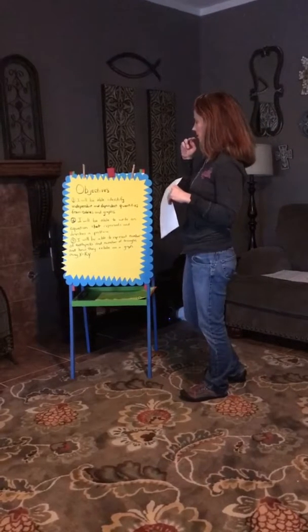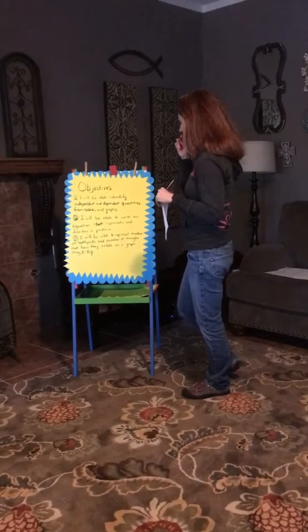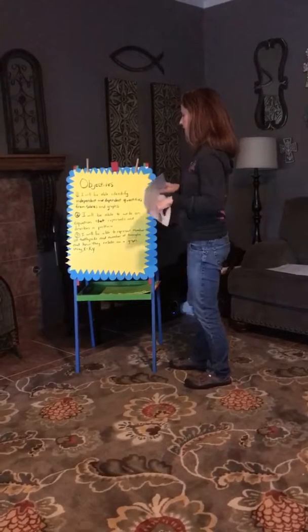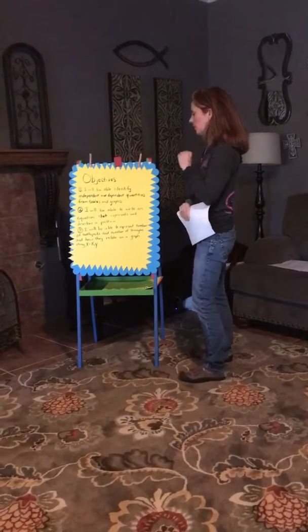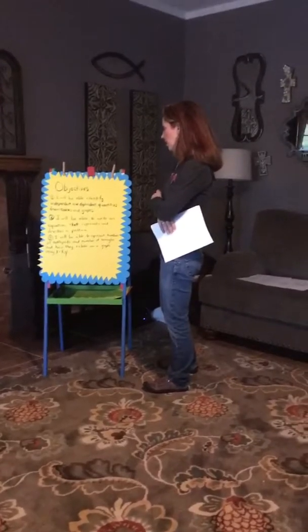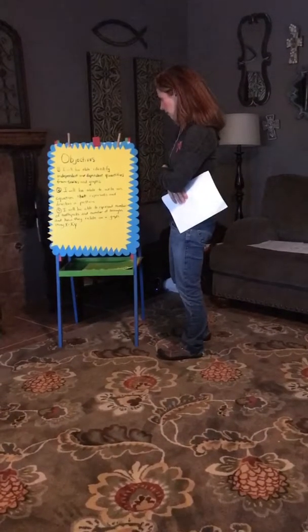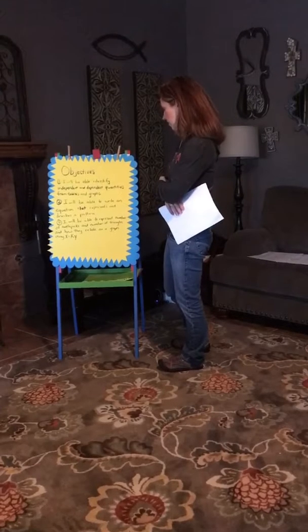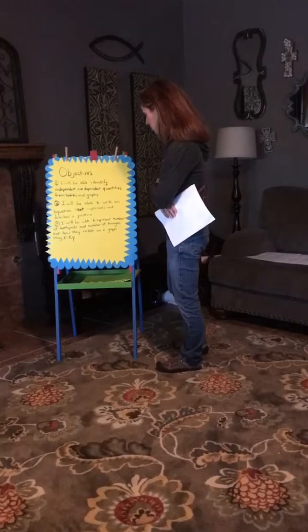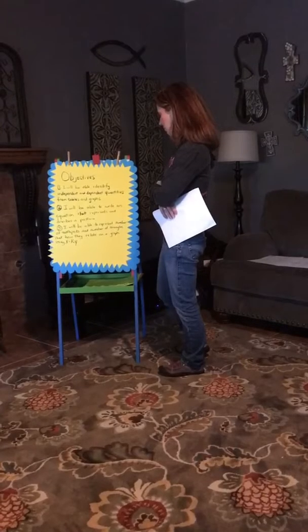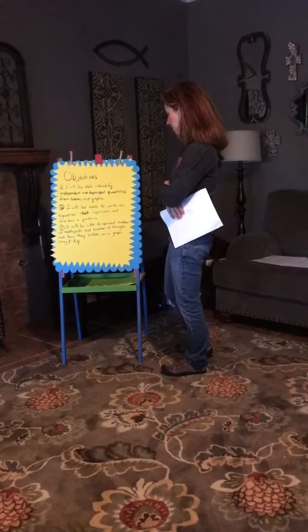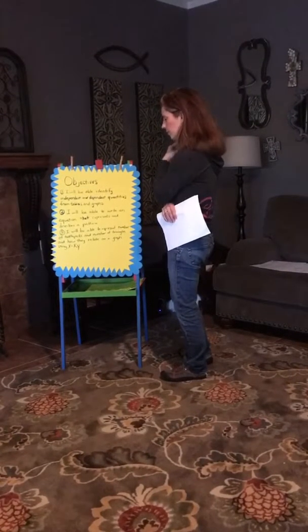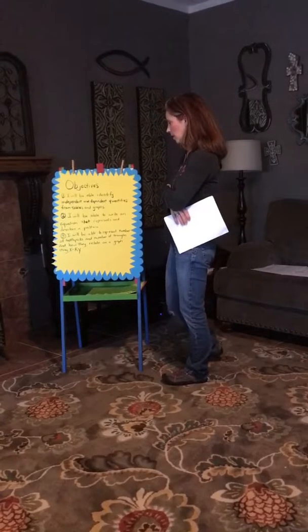The objectives are: I will be able to identify independent and dependent quantities from tables and graphs. Second, I will be able to write an equation that represents and describes a pattern. Third, I will be able to represent the number of toothpicks and the number of triangles and how they relate to each other on a graph using x equals ky.